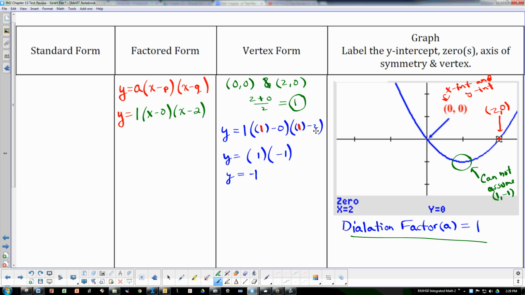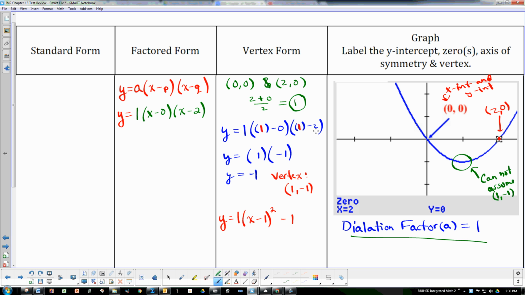So guess what you've just done? You have just found the vertex. The vertex happens to be, almost like we assumed, (1, -1). Vertex form is y is equal to, well, the a is a 1. We've got (x minus 1) squared, and then minus 1. All right, so there's your vertex form.